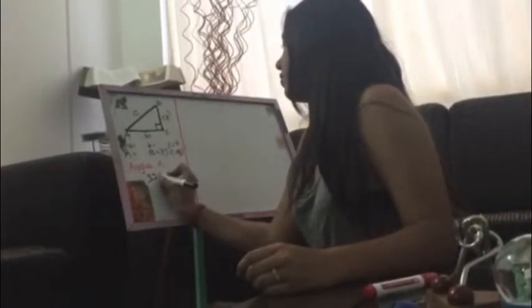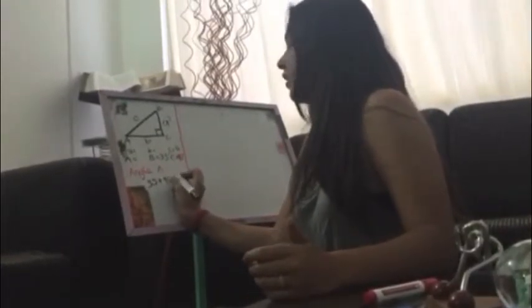Now we're going to find the measure of the angle A. We know that the angle B measures 35 and the angle C 90. So we're going to add up those angles, and the answer is 125. Now we're going to subtract 125 from 180. That gives us the result of the angle A, that is 55 degrees.